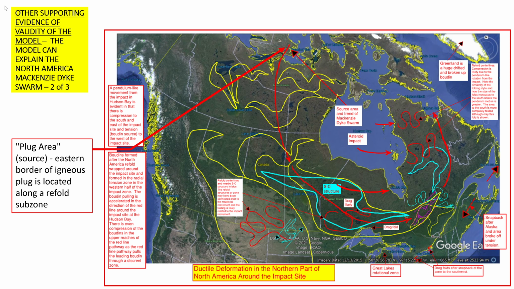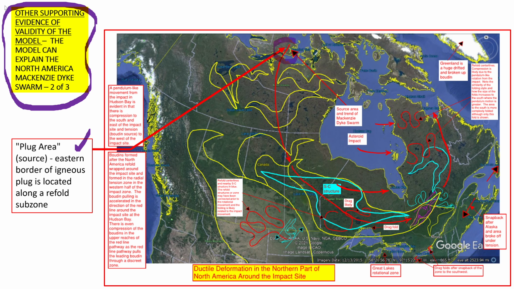Okay, other supporting evidence of validity of the model. The model can explain the North America Mackenzie dike swarm. Second slide. You can see the plug area that I just talked about. The eastern border of igneous plug is located along a refold subzone. So that's right here, and you'll see why that exists there. So basically, there's this counterclockwise rotation about the asteroid impact site, as you can see here that I'm circling.